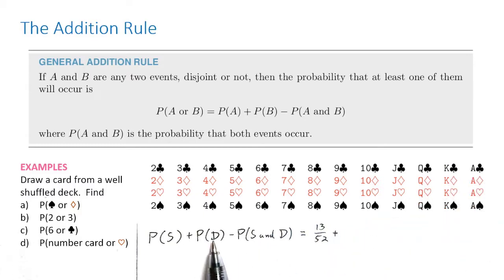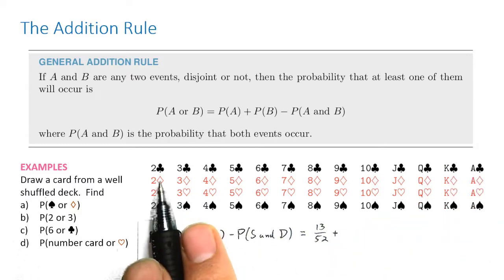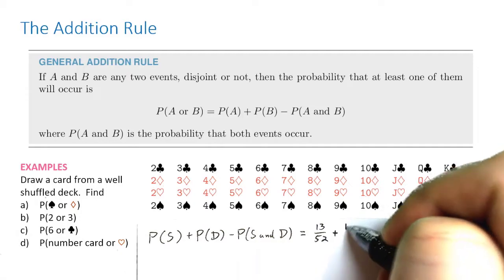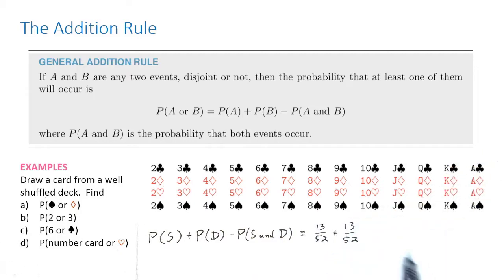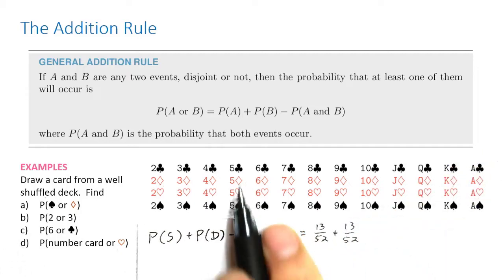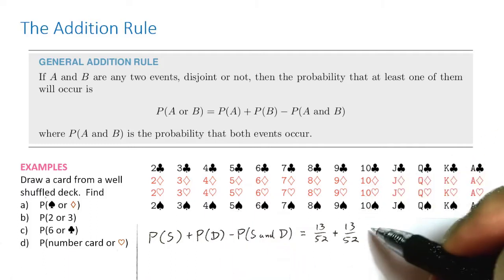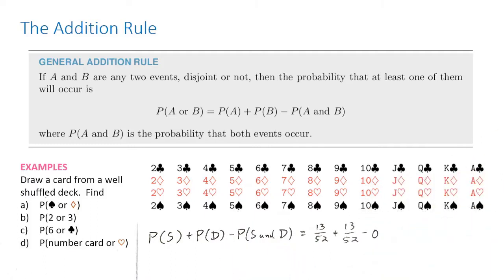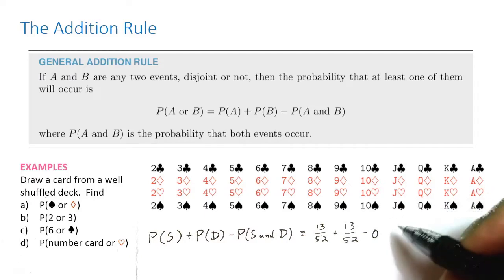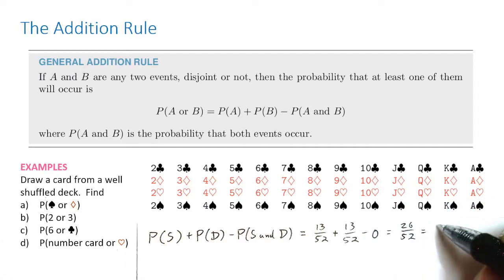What about the probability of getting diamonds? Well, that's the same. There are 13 diamonds out of 52 cards. And what about getting a spade and a diamond? Well, there are no cards that are both spades and diamonds, so that's impossible. And so we see the probability is 26 out of 52, or in other words, 1/2.